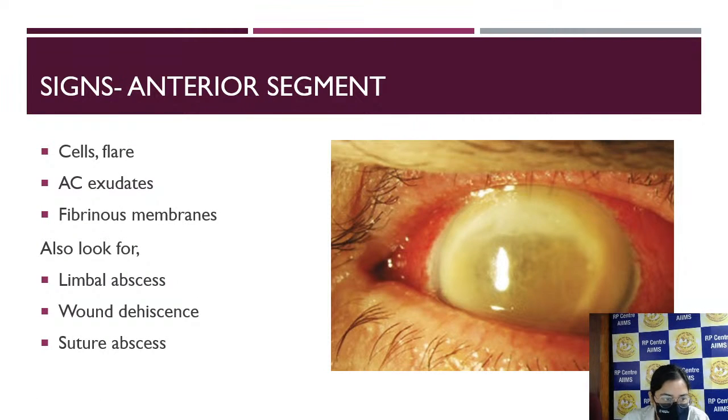Now, moving further, we can find abundant cells and flare in the anterior chamber, AC exudates, and fibrinous membrane. We should specifically look for limbal abscesses, wound dehiscence, and suture abscesses, as they have to be dealt with in order to treat the patient.